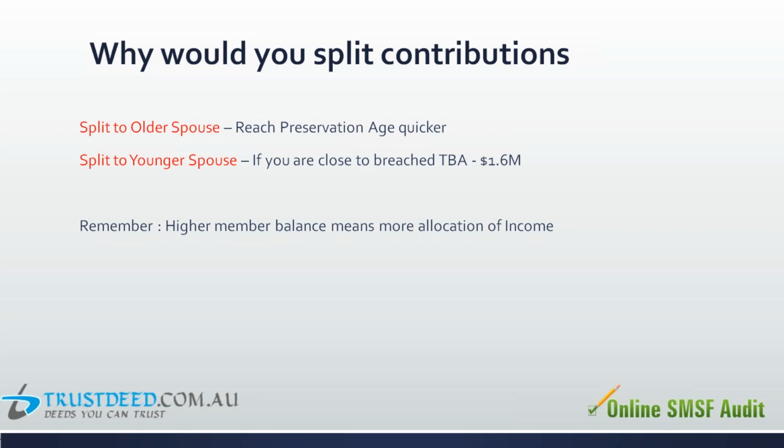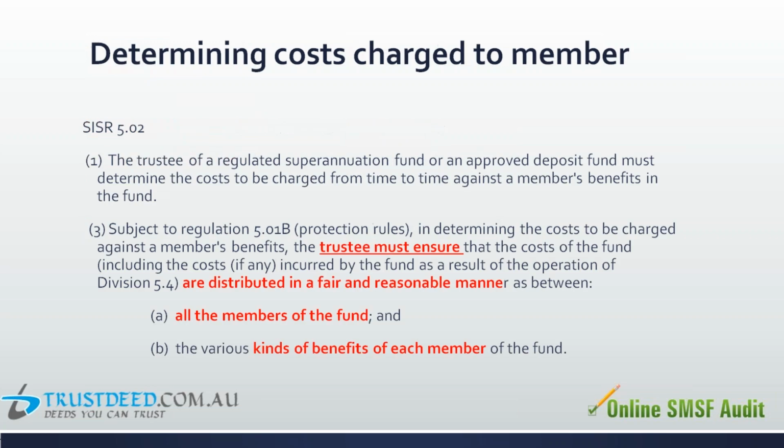Sometimes it'll be a good idea if your balance has already reached 2 million. Sometimes it'll be a good idea because you've already started your pension, and the second person, like my spouse, her balance is very, very low. So it'll be a good idea, because I'm going to reach the transfer balance cap of 1.6 million, for me to actually contribute to her instead. So it just depends on each fund, and each fund would have a different answer. Higher balance basically means more allocation of income to that member. So, by splitting the concessional contribution, you can actually play around with the income of the fund as well.